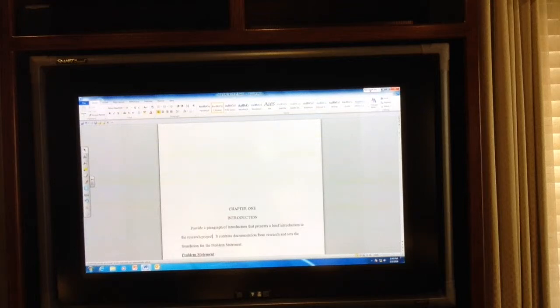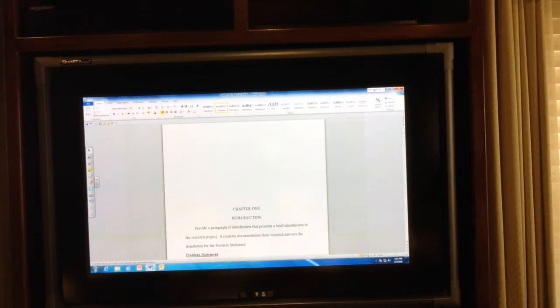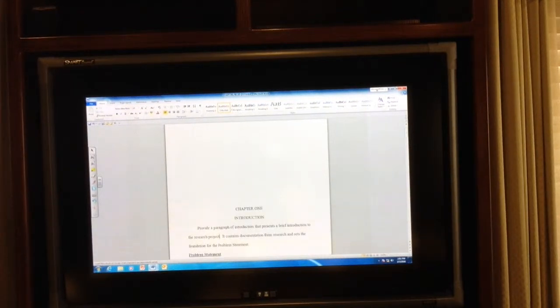And so as you look at the template that is on Blackboard, you will see that it says chapter 1 and it says introduction. And what that first paragraph will be, or it can be several paragraphs, is a paragraph of introduction that presents a brief introduction to the research project. And so what we're doing is giving our reader an appetizer of where all of this is going to go.